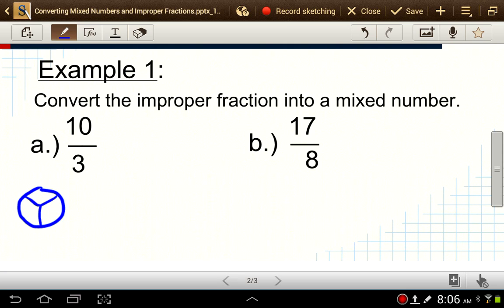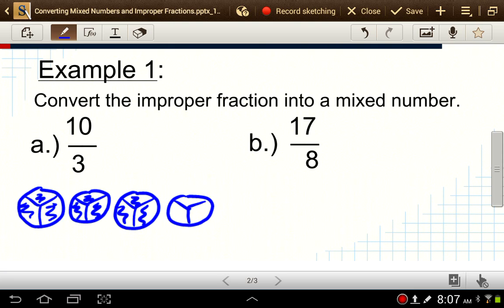So I need 10 total. So this is 1, 2, 3. That's 3. I need 10 total, so I'm going to keep going. Make another one, break it into threes. 4, 5, 6. Got to keep going until I get to 10. 7, 8, 9. And this one, I'm going to shade in 1. That's going to be 10. So I have 10 filled in.